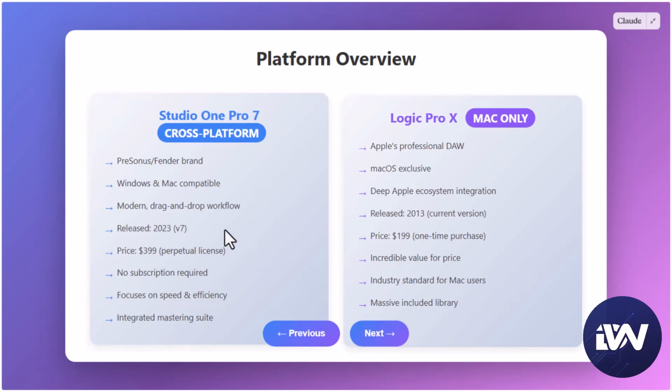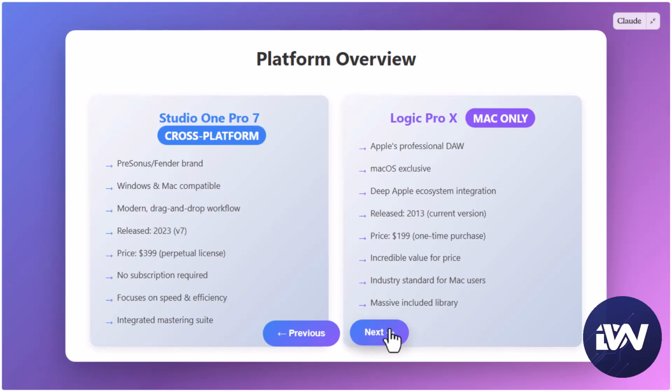Now, let's talk about Studio One Pro 7. Studio One is cross-platform, meaning it works both on Windows and Mac. This alone makes it more flexible. Studio One is known for its modern drag and drop workflow, which many producers find faster and more intuitive than Logic. Version 7 improved performance, mastering tools, and workflow efficiency even further.